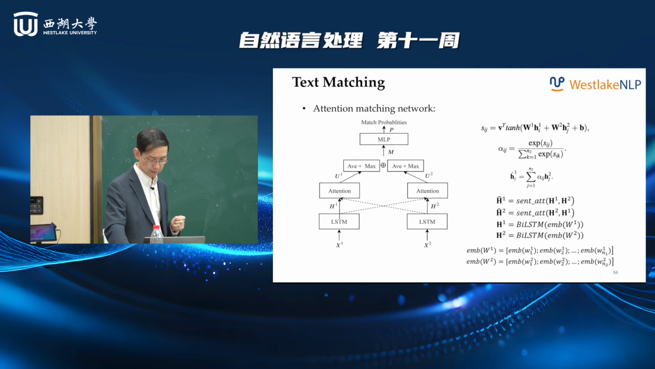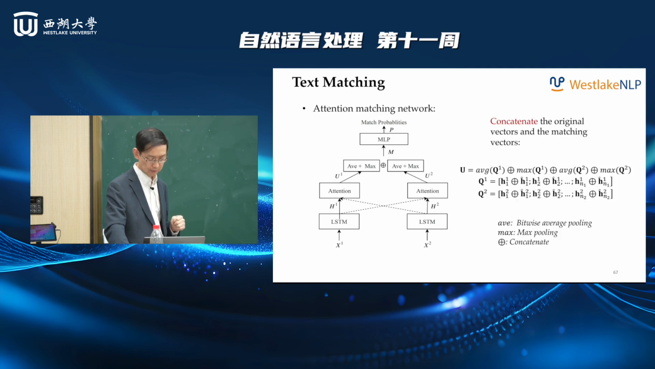Then with those, I can further concatenate H1 and H1 hat as Q1. And I concatenate H2 and H2 hat as Q2. Okay, why do I concatenate them? Because I want to have a version of H1 without being aware of H2, and one version that is the weighted sum of H2, okay? I add both features. And now the next thing I want to do is, I want to turn Q1 and Q2 into one single hidden representation.